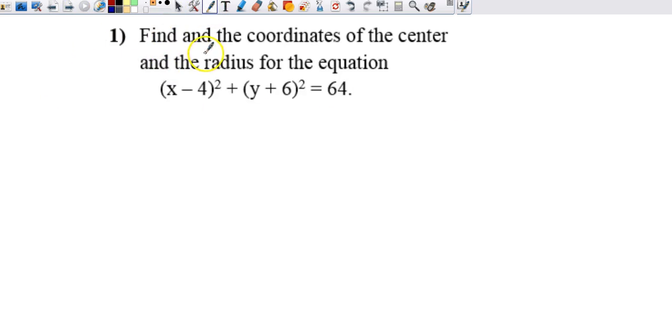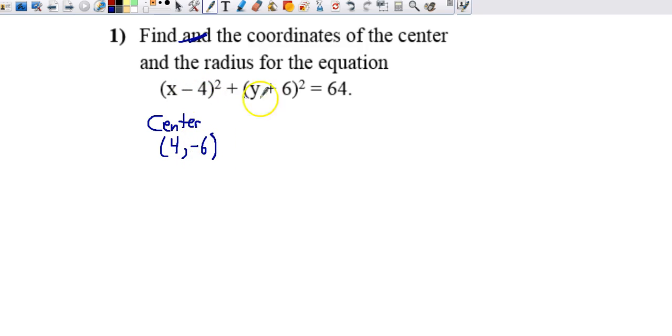Question number 1. Find the coordinates, sorry, that's a typo, find the coordinates of the center and the radius for the equation x minus 4 squared plus y plus 6 squared equals 64. Alright, the center comes from these numbers, 4 and 6. It's the opposite of what's in here. So the center is going to be positive 4, comma, negative 6.